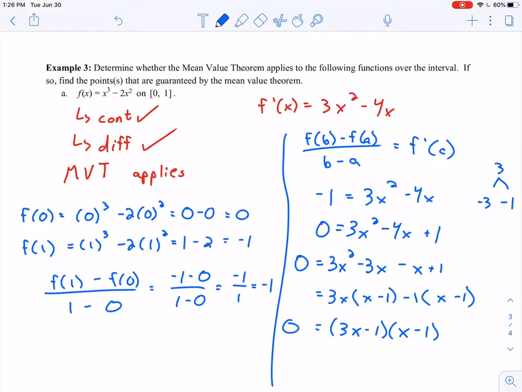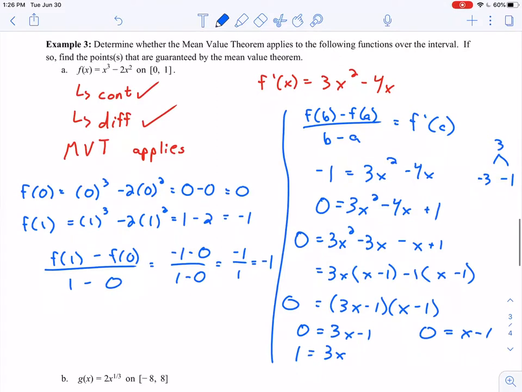Take each factor now and set it equal to 0. So 0 equals 3x minus 1, and 0 equals x minus 1. So 1 is equal to 3x, which means that 1/3 is equal to x, and 1 is equal to x.